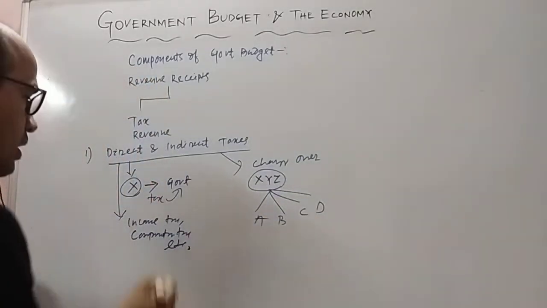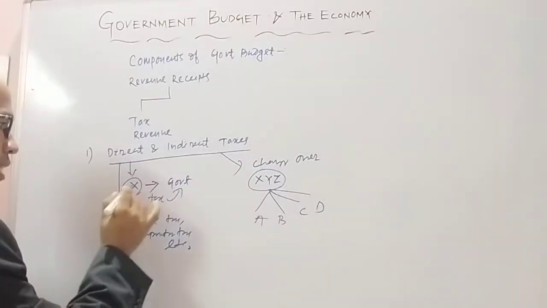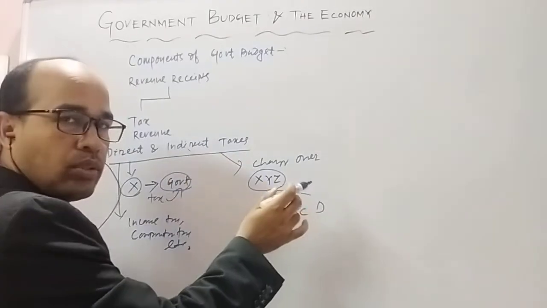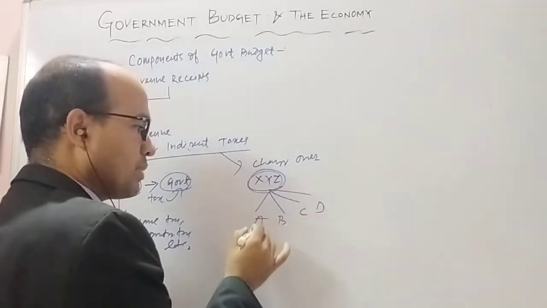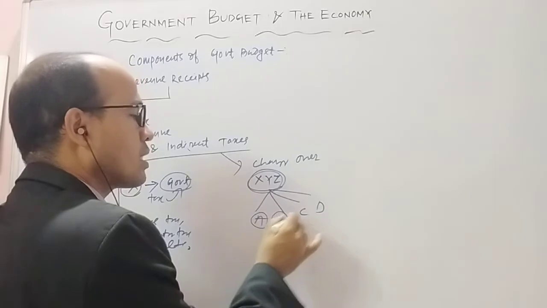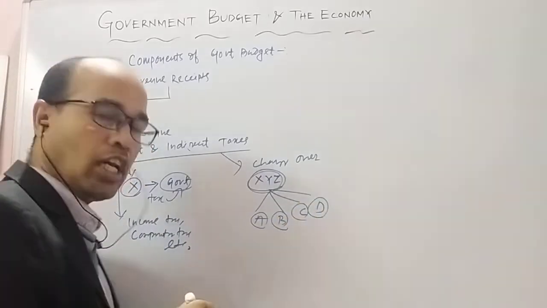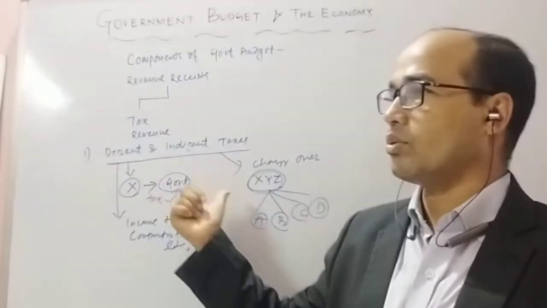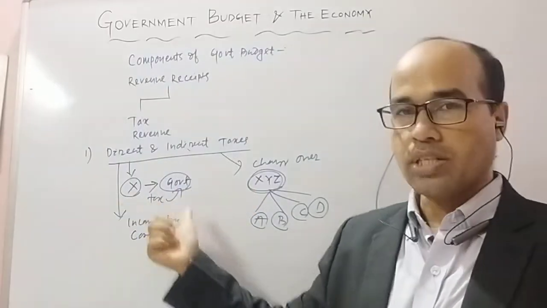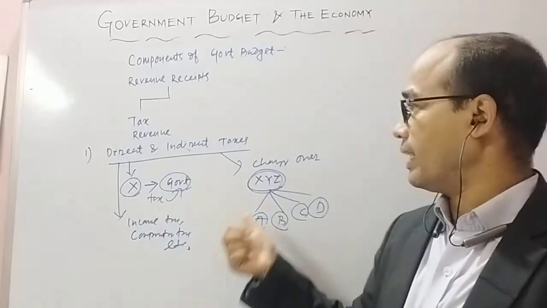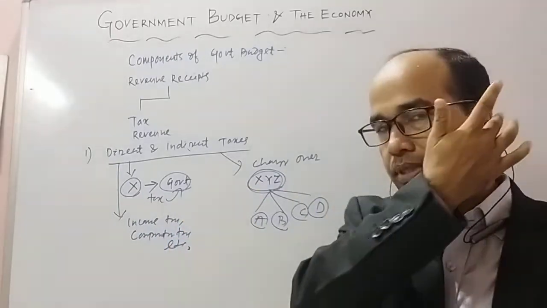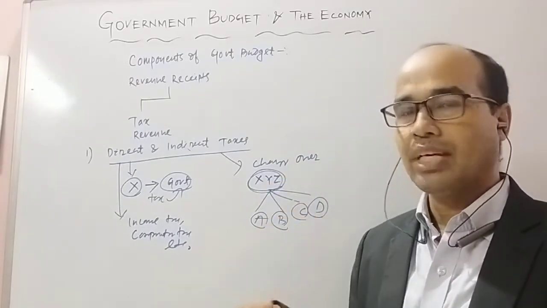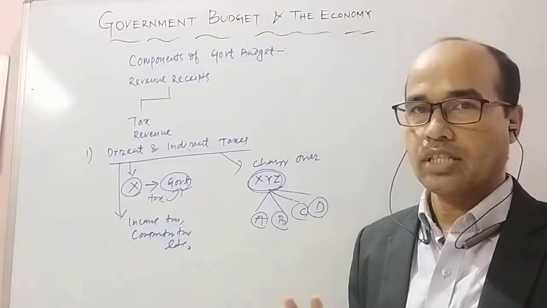Are you getting what the difference is? Here, charged over Mr. X, he will pay the tax to the government. Indirect taxes are those taxes charged over one person, and after some time distributed among others, like A, B, C, D. Direct taxes are non-acceptable or non-transferable, but indirect taxes are acceptable. That means it is charged over one person or organization, and after some time distributed among others. Okay?